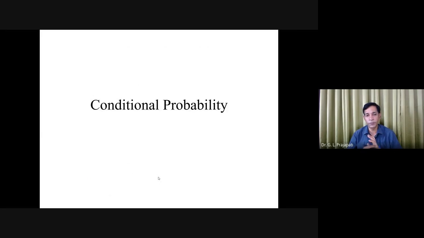Now, one important probability concept is conditional probability. In conditional probability, you are given some additional information, and on the basis of that, you need to modify the probability. That is, how your probability can incorporate the additional information. This is the conditional probability.